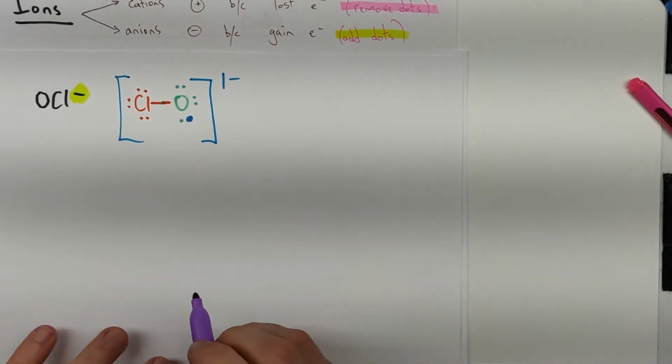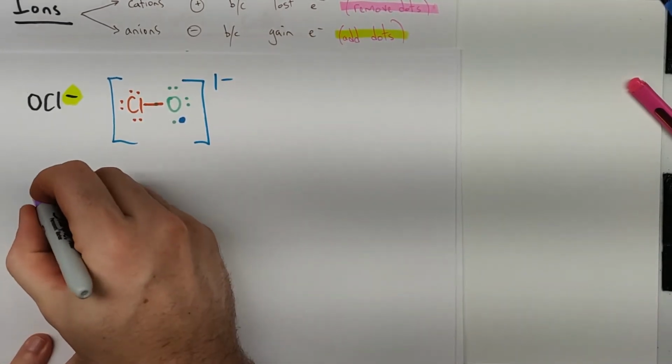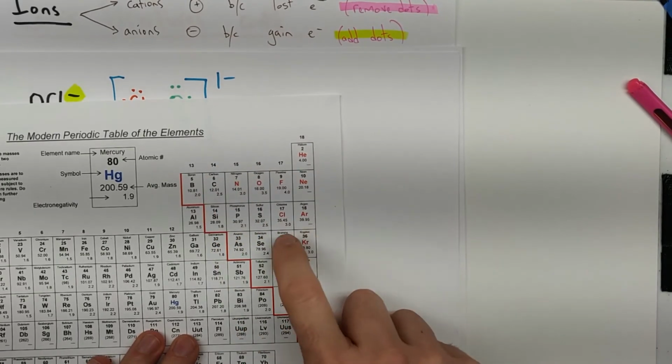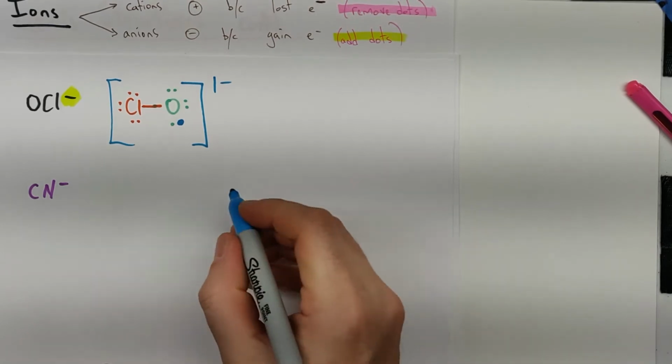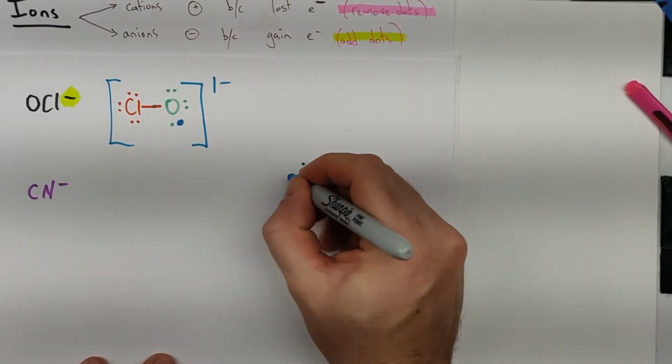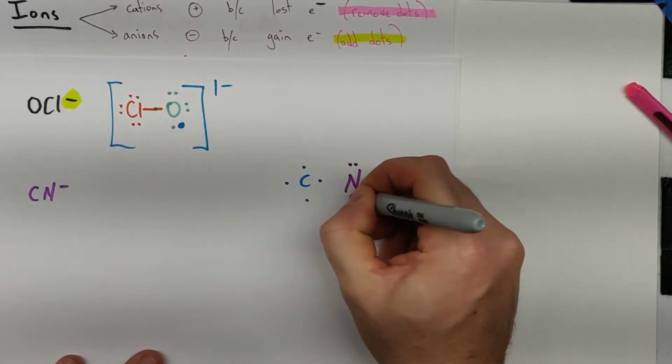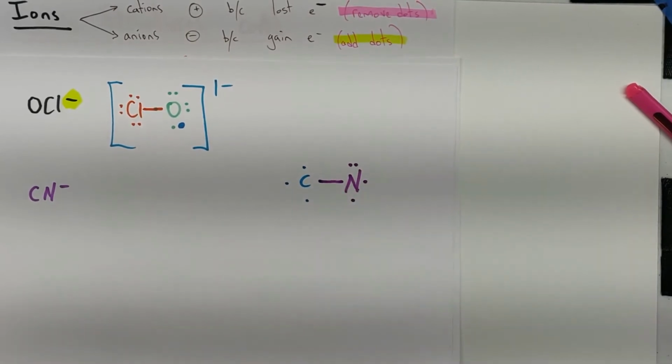A few other ones that it would be worth glancing at. The cyanide polyatomic ion, CN-. We've got carbon and nitrogen. Carbon, group 14, that's going to be 4 valence electrons, 4 dots. In nitrogen, group 15, 5 dots. And there's only 2 of them, so it doesn't really matter what's in the, quote, middle. There is no middle. So carbon, 1, 2, 3, 4, because it's in group 14. Nitrogen, 1, 2, 3, 4, 5, because it's in group 15.